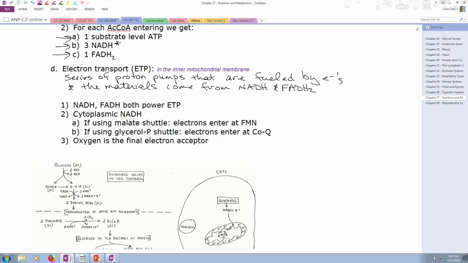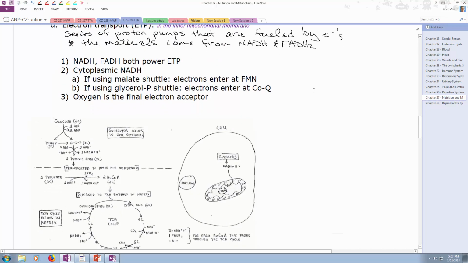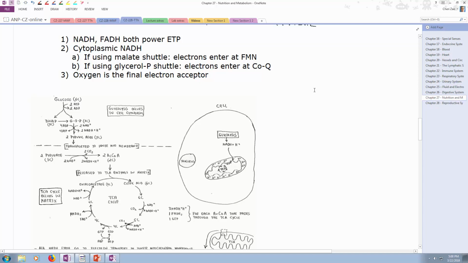We got some proton pumps and we got some different kind of fuel, and those guys are carrying the stuff in so that we can actually ultimately create ATP via this chemiosmotic process, or utilization of ATP synthase. So NADH and FADH2 both power the electron transport process.